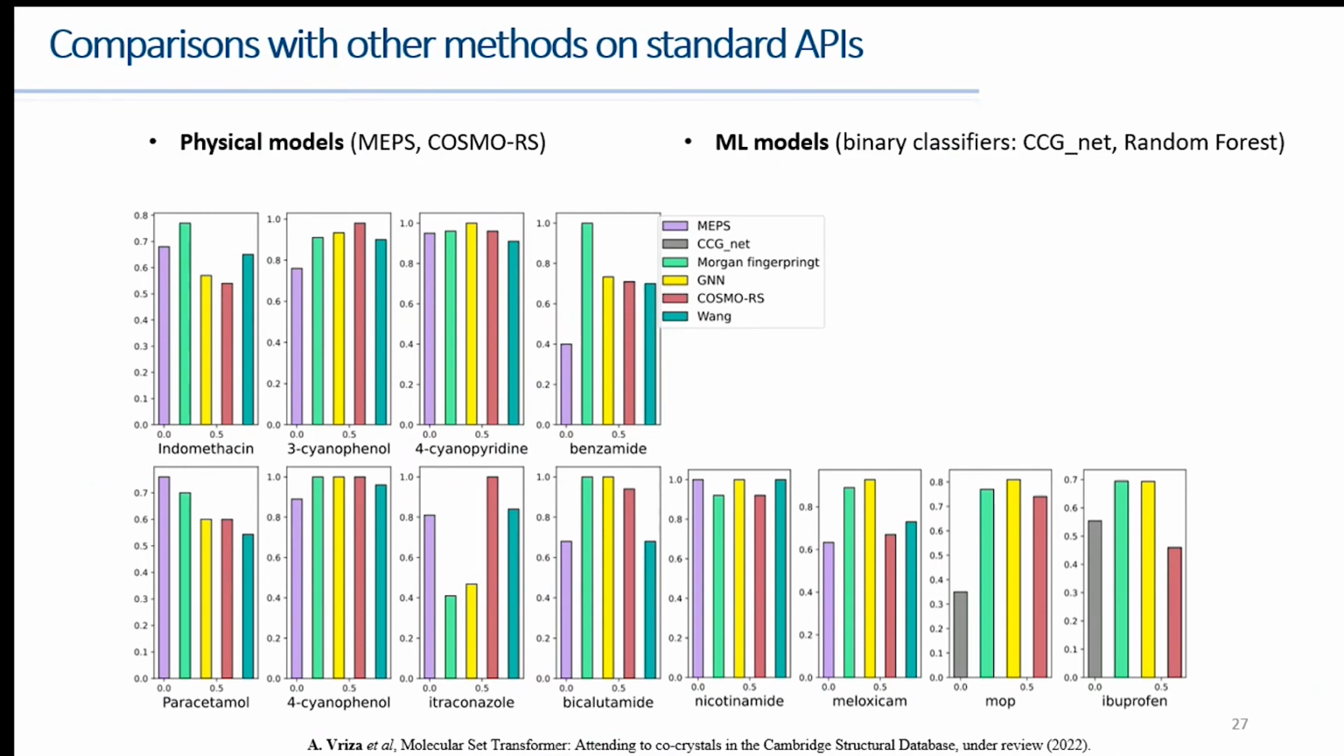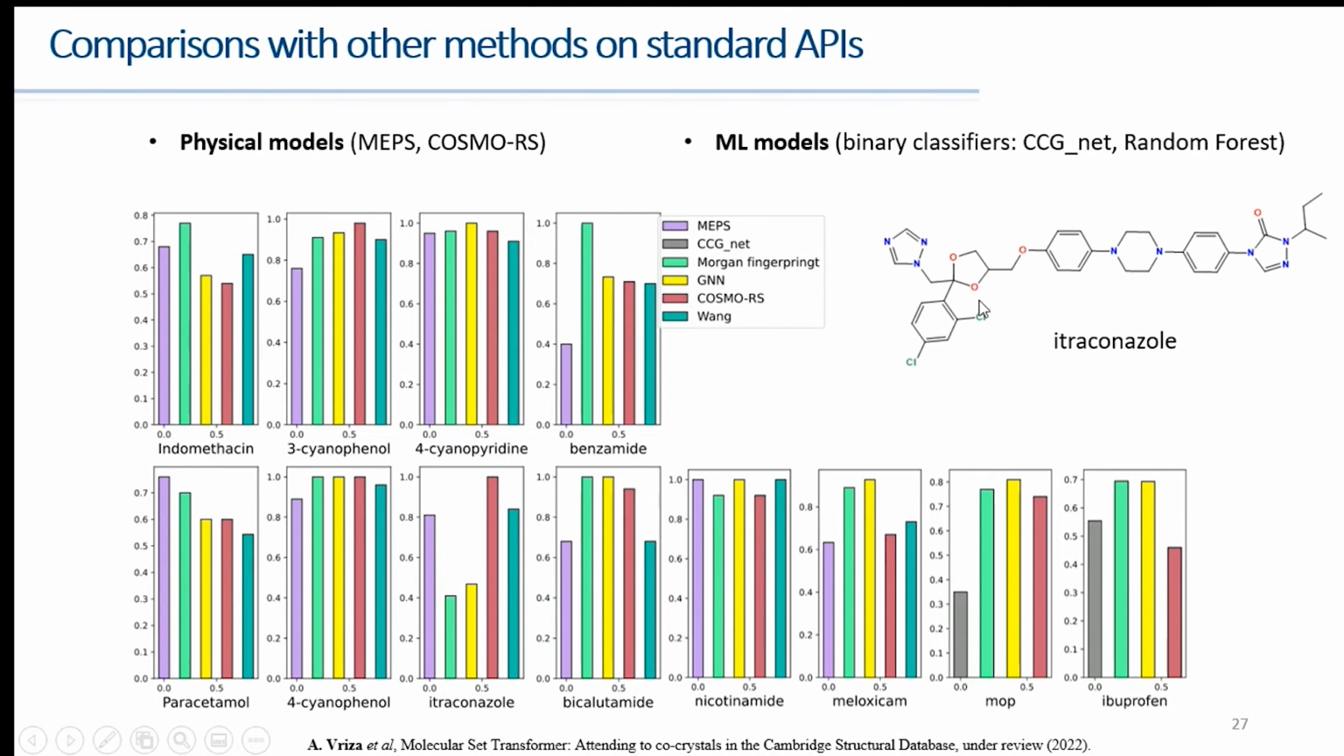Then we wanted to compare our models with some other methods. So we selected two physical models, which are the MEPS, which is electrostatic potential, and the COSMO-RS, which is basically a model about the difference of enthalpies. And then two machine learning models, which are binary classifiers, and they provide their code online, so we can test on some well-known APIs. We can see that in most of the cases, our model, which was trained only on positive data and in an unsupervised way, had similar or even better accuracy than the other physical or ML models. Our models are the Morgan fingerprint and the CNN model.